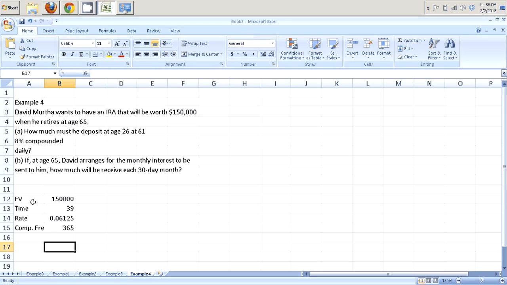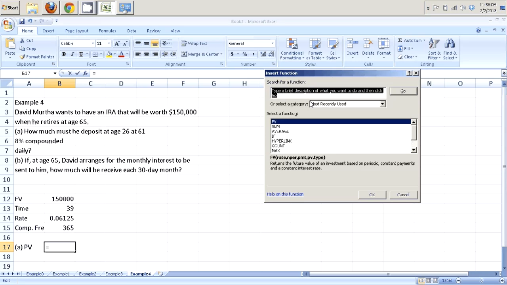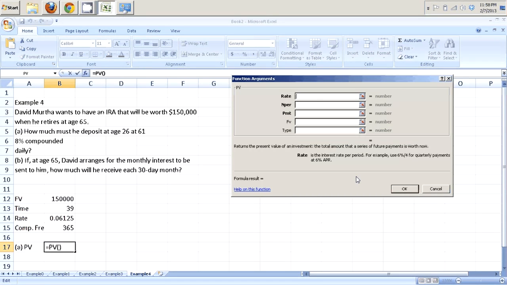Okay. So how much must he deposit? Well, that's a future value. That's a present value. So let's figure this one out. I bet if there's a future value, there's a present value. And lo and behold, there is. We do the same thing, the rate divided by the compounding frequency. The number of periods, 365, times the number of days. All right, there's no payment, but there is a future value.